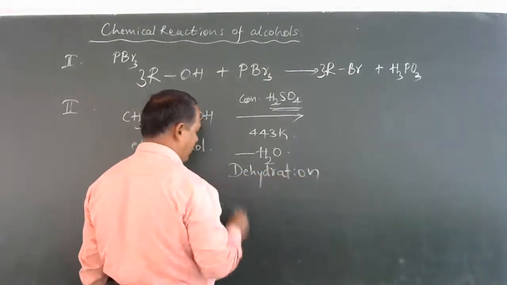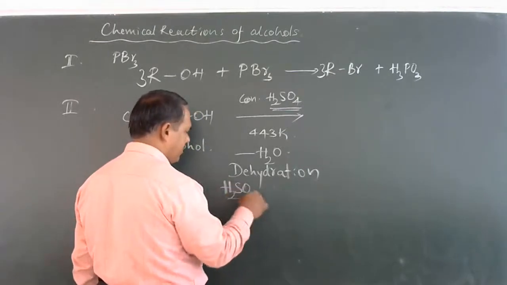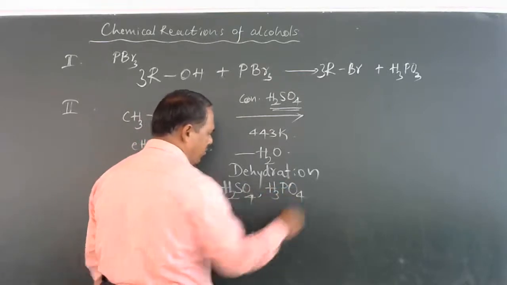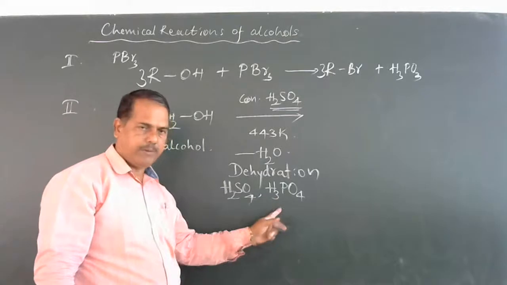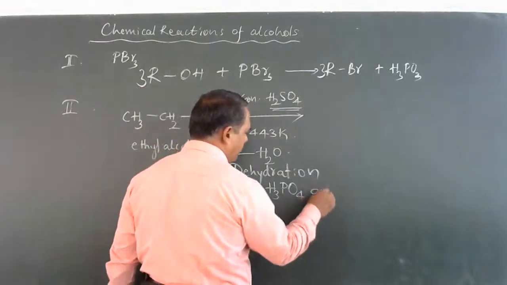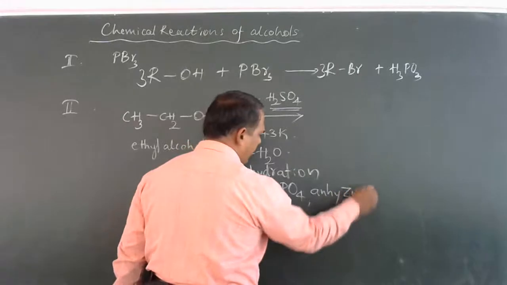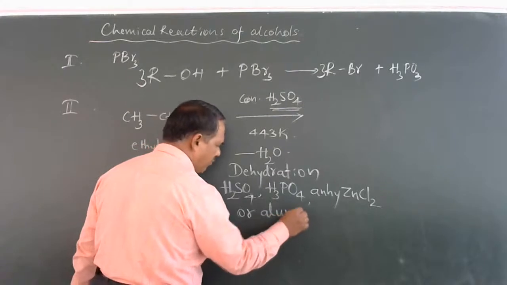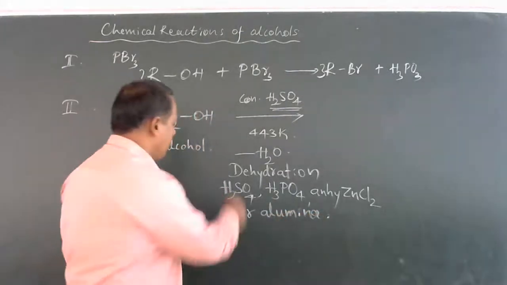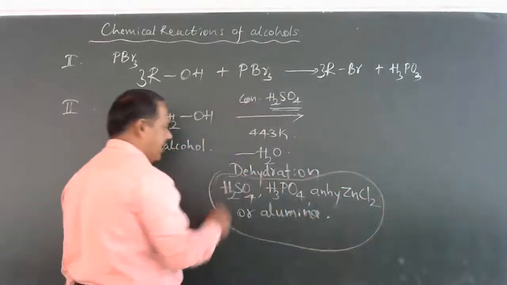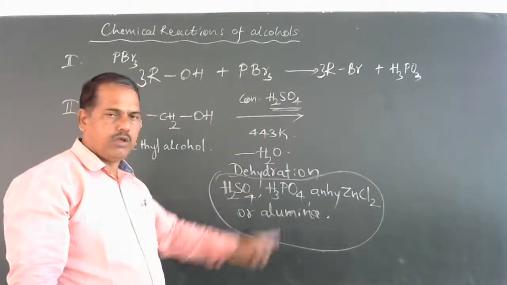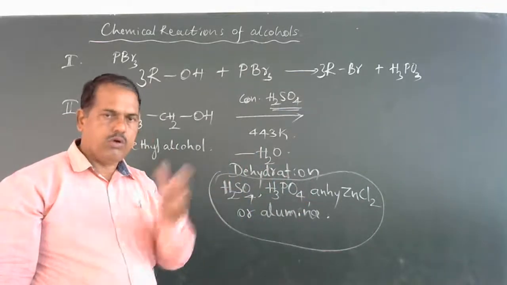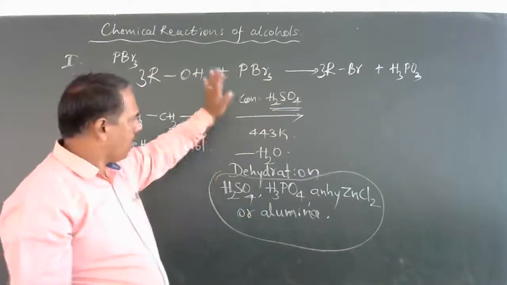we can use H2SO4. Instead of this, we can use H3PO4, which is called orthophosphoric acid. Again, we can also use anhydrous zinc chloride or alumina. Alumina can also be used. These are important dehydrating agents which are used to dehydrate, that is, remove water molecule from alcohol.